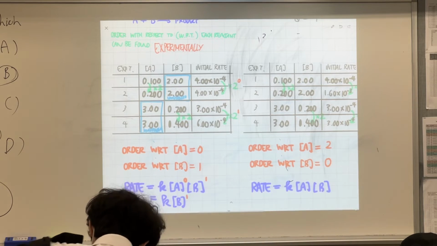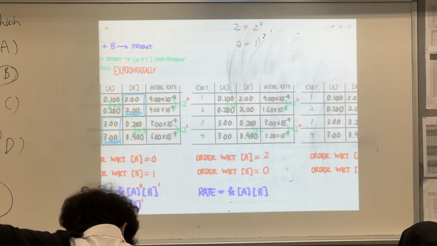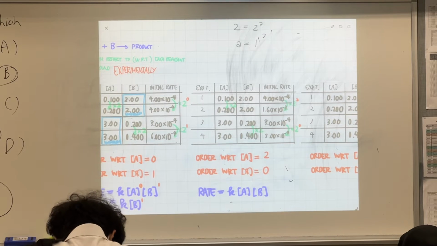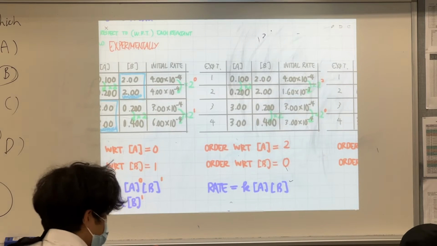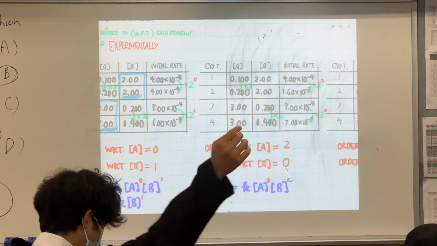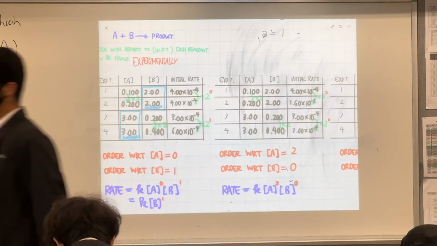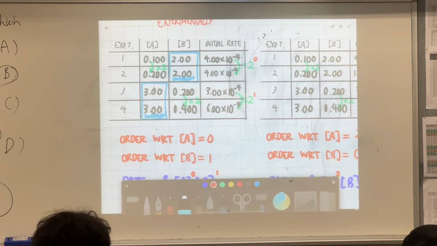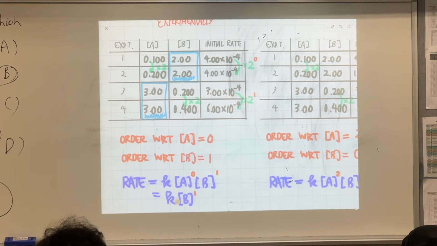So likewise, can you tell me what's the rate equation for the second set of data? A squared B to the power of 0. Okay, but I want more from all of you. Can you tell me what is the unit of rate constant for the first rate equation?